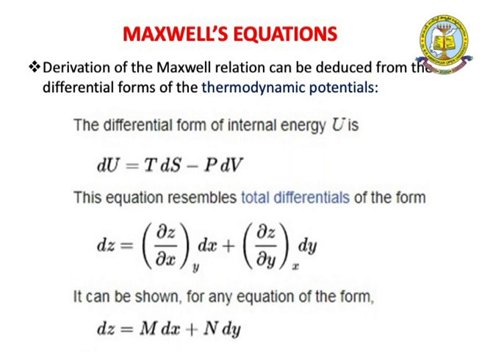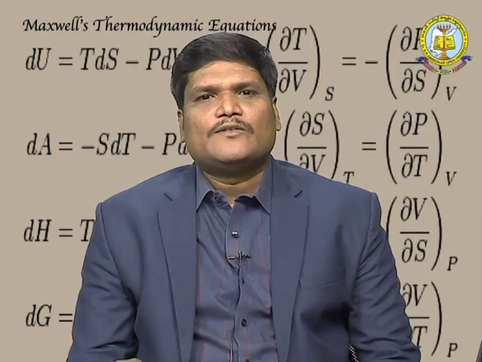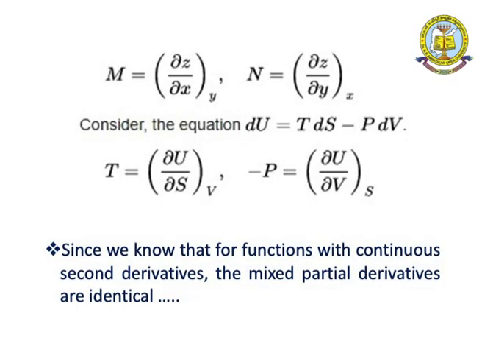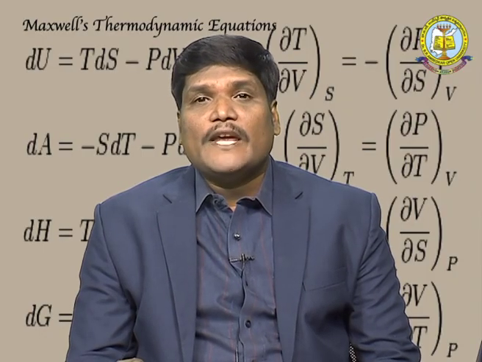The other form is dz equals M dx plus N dy. By substituting in the above form, you know that M equals (∂z/∂x)_y as well as N equals (∂z/∂y)_x. Let us consider the internal energy equation dU equals TdS minus PdV.